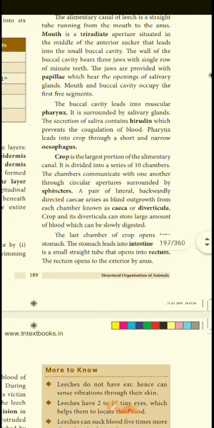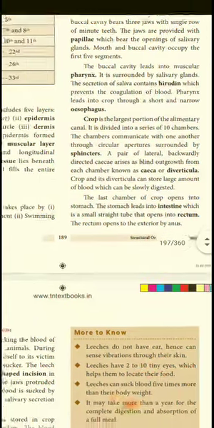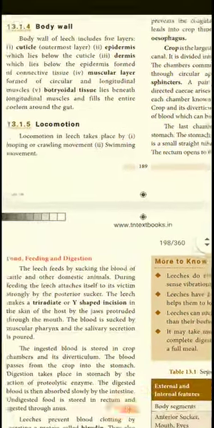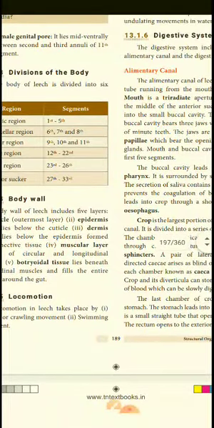First it will suck all the blood and store it. After that it will be digested. The last chamber of the crop opens into the stomach. A small tube from there opens into the rectum. The rectum opens to the exterior through the anus. Okay, next class we will see the next topic, feeding.